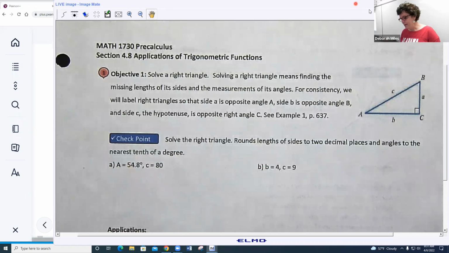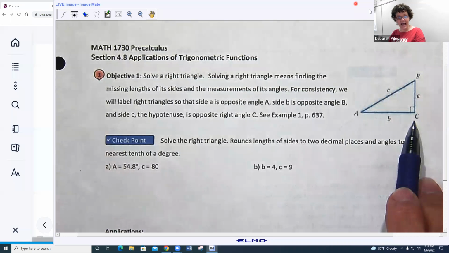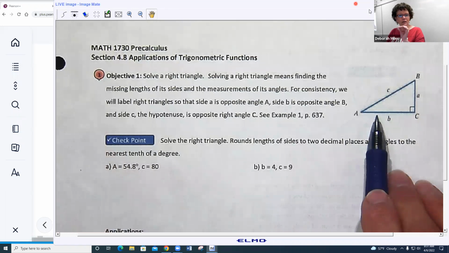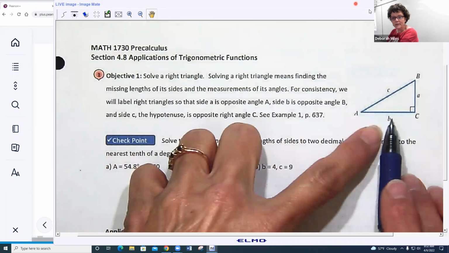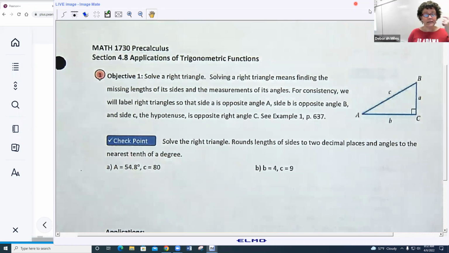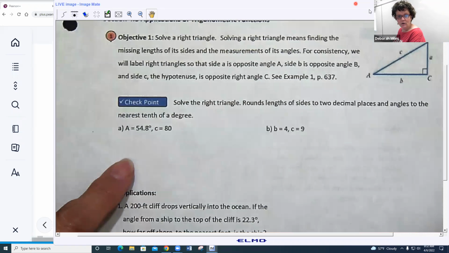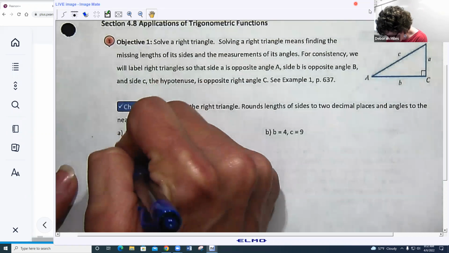Just to have uniform labeling, let's use capital A, B, and C for the angles, and then lowercase a, b, and c for the sides, but label your sides so that little a is opposite angle A, little b is opposite angle B, and c is always your hypotenuse. We just need to be consistent in the way that we're labeling things. First example, solve the right triangle, round lengths of sides to 2 decimal places and angles to the nearest 1/10 of a degree. So let's just draw that.